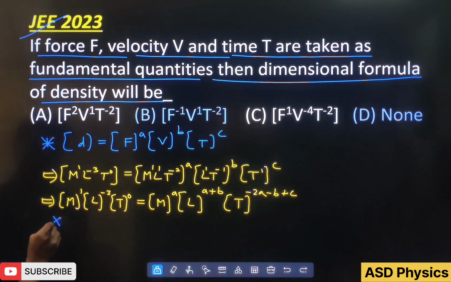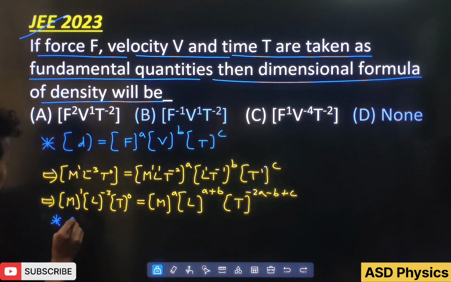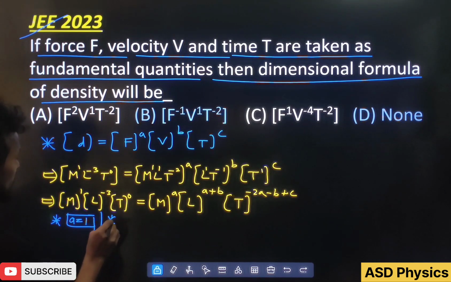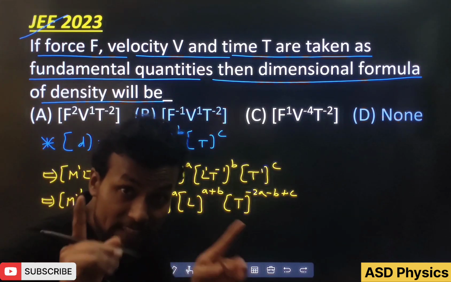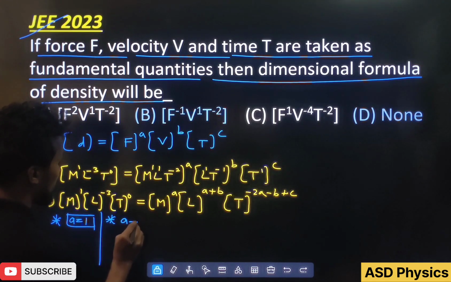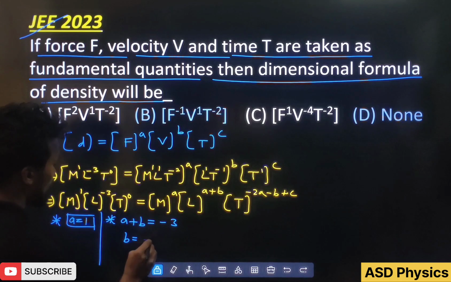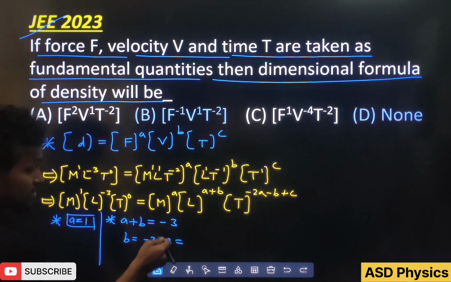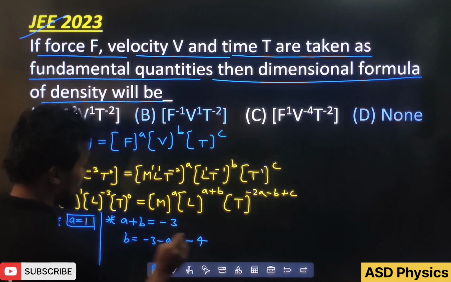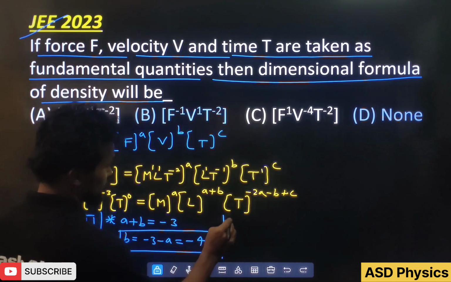If we compare the exponents of mass, M power 1 and M power A, so what is the value of A? A is going to come 1, there is no doubt in it. After that, if we compare the exponents of length, here length minus 3, here A plus B. So A plus B equals minus 3, so B will be minus 3 minus A. A value is 1, so minus 3 minus 1 gives minus 4. So students, the B value is coming minus 4.